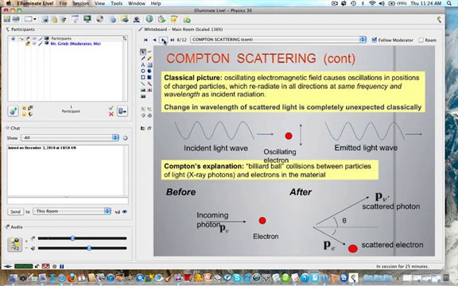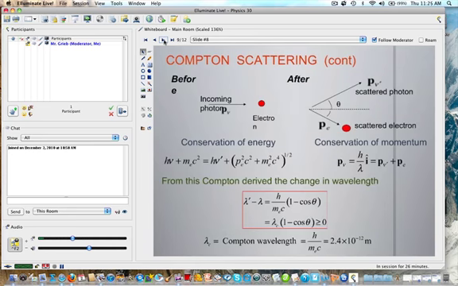So what was happening is this incoming photon would strike the electron, and the electron would gain some energy and be scattered, and you'd also have the scattered photon. The wavelength of the scattered photon was not equal to that of the incoming photon, so the light wave after compared to before was different, and was quite often deflected through an angle. This was what was observed in Compton's experiment. There's a conservation of energy equation and a conservation of momentum equation that were both done for this experiment.